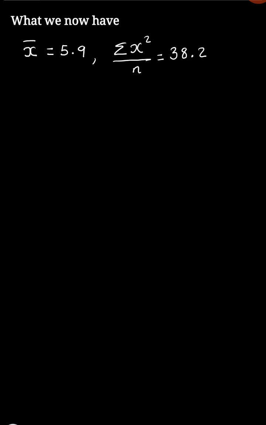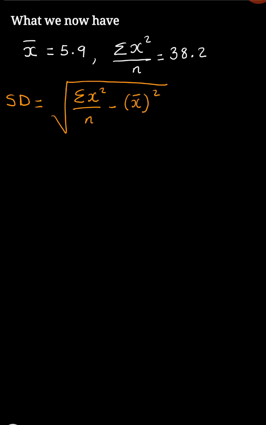So to calculate the standard deviation, the formula that you use is this one. You are going to say standard deviation, which is simply SD. You say SD, or standard deviation, is equal to the square root of the summation of x squared over n minus, open brackets, x bar squared. Now, what are these 2 things?